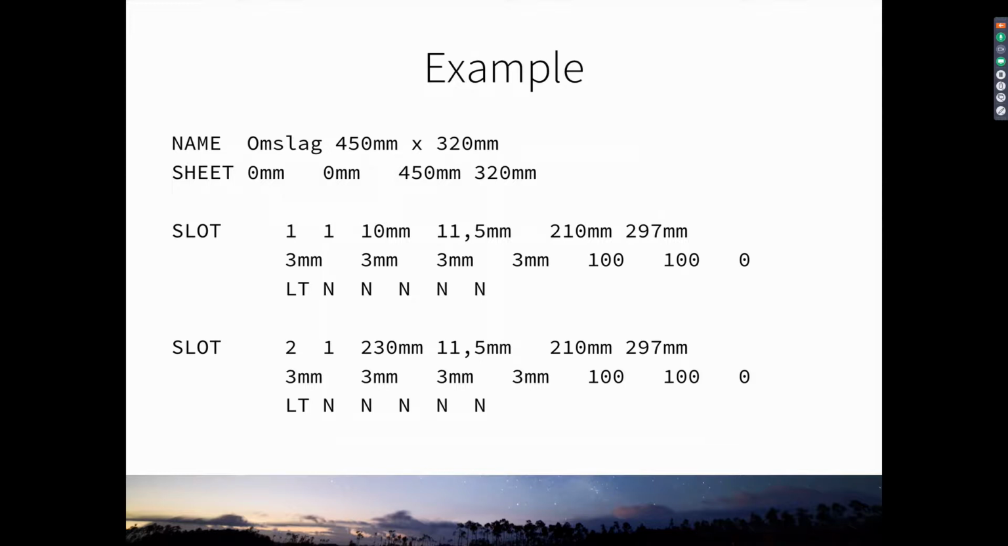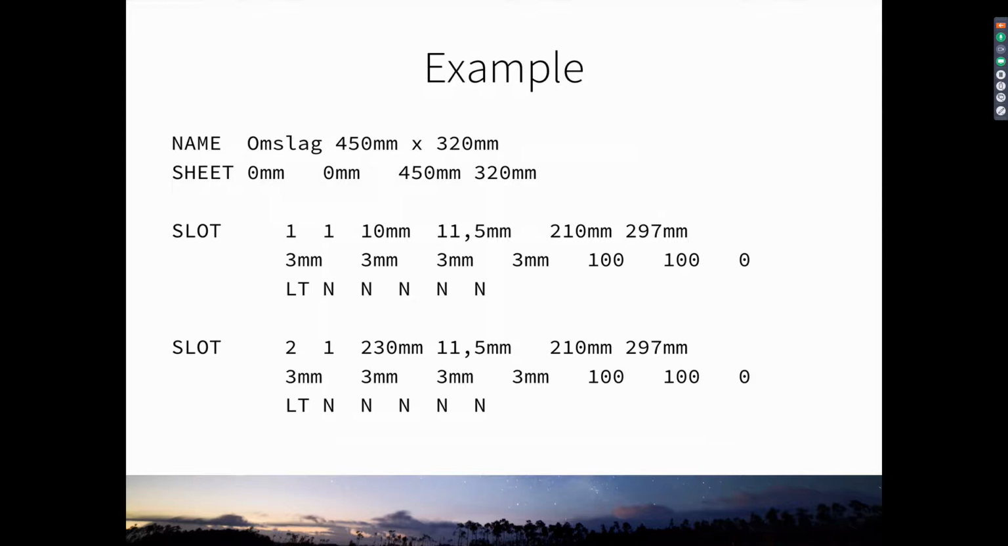And I will not go into all of the numbers that you see there, but the first number that you see is the unique ID of the slot. Then you can also make out the size and so on. So 10, 11 and a half, 210, 297 is again the lower left corner of the slot, and then the width and the height of it. The 3 millimeters that follow it are the bleeds that I want on all sides. 100, 100 means that I have no scaling whatsoever.